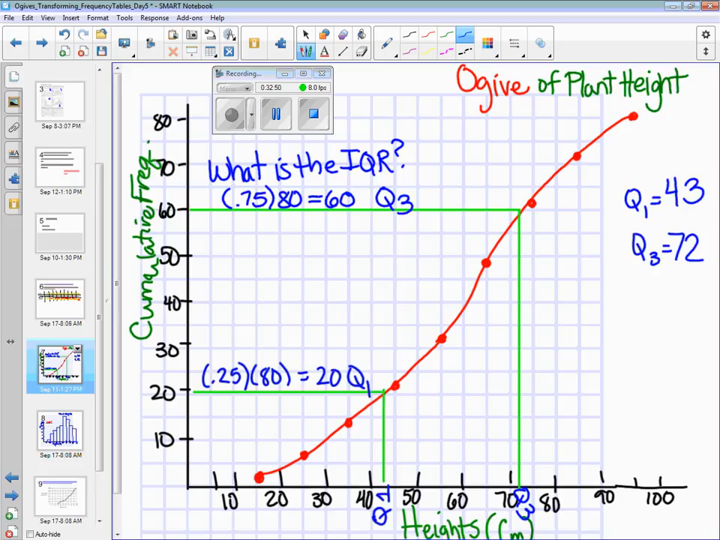And then obviously we're going to subtract those to find the IQR. What's the IQR? It's going to be 72 minus 43, which is 29.